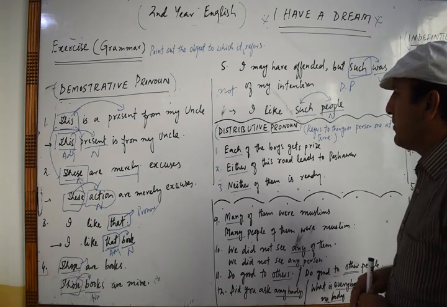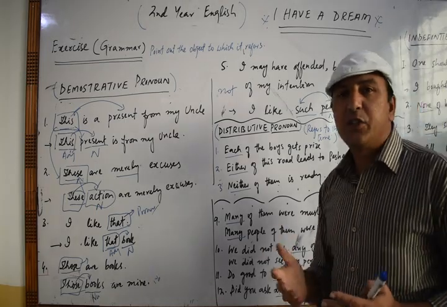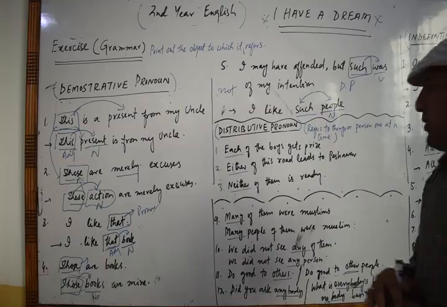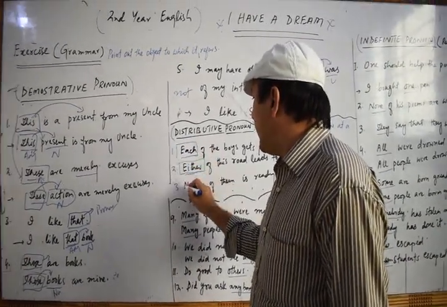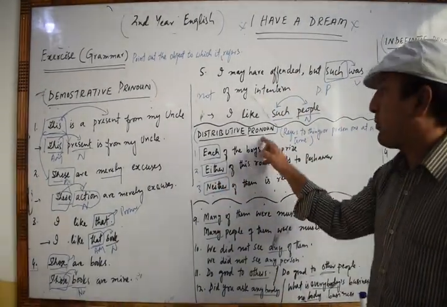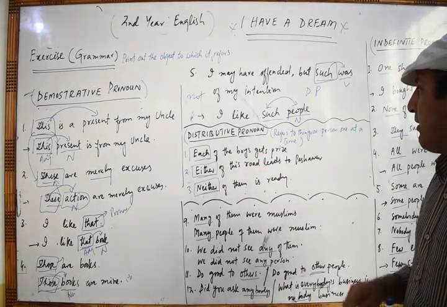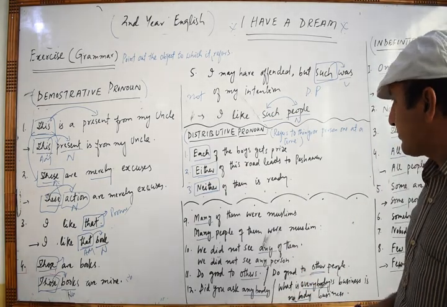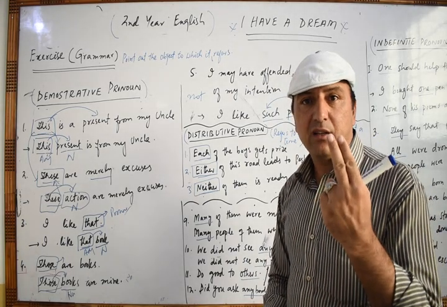The next we have distributive pronouns. Distribute means to divide amongst a group. So what is distributive? We have each, either and neither. We call these distributive pronouns. And remember, they refer to one person or thing in a group at a time.